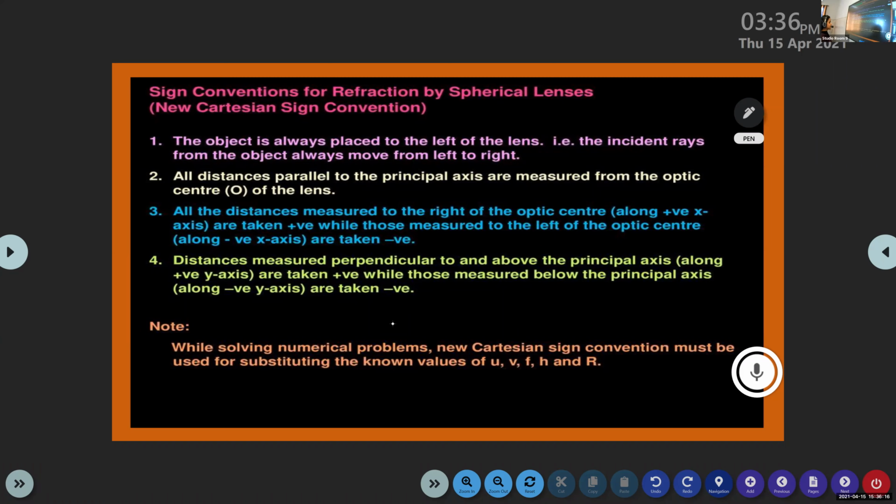You can compare the sign convention rules for spherical mirror and lens. Both are exactly the same except in the case of optic center and pole. In the case of lens, all the distances are measured from the optic center. In the case of mirror, all the distances are measured from the pole of the mirror, because in the case of mirror, the pole is the center. In the case of lens, the optic center is the center of the refracting surface of the lens. And all the other rules are the same.